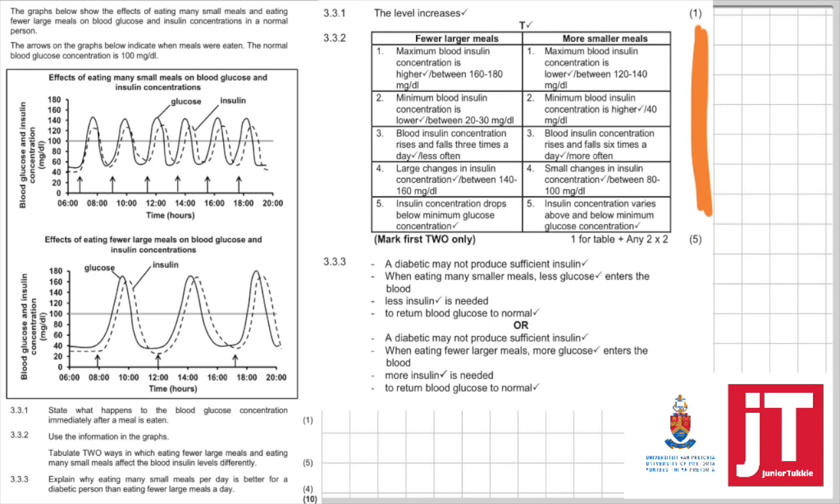So there's 2 answers. A diabetic might not produce sufficient insulin. So when eating small meals, there's less glucose that enters the blood. Less insulin is needed to return the blood glucose back to normal. So that's one of your set of answers. Or you could have said, a diabetic might not produce sufficient insulin. When eating fewer larger meals, more glucose enters the blood. More insulin is needed to return the blood glucose to normal. All right, whichever answer you would have said. I really like this question. It is a very nice question with the differences. Okay, so you had a choice to either talk generally or you could put your numbers in there if you wanted. All right.